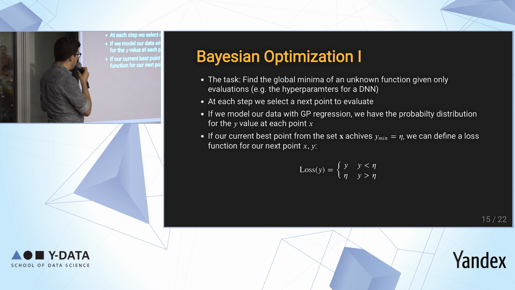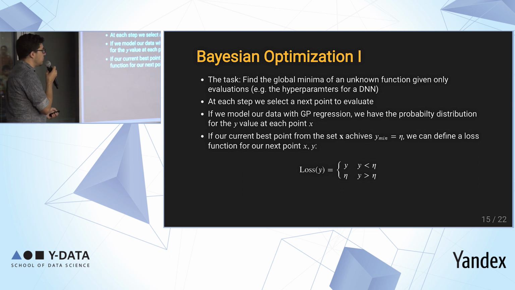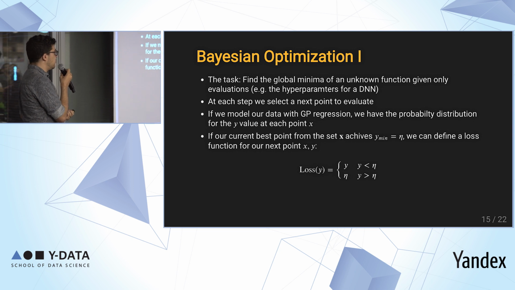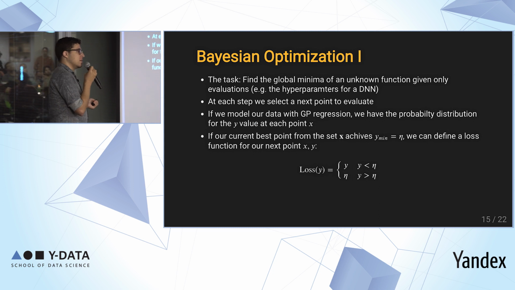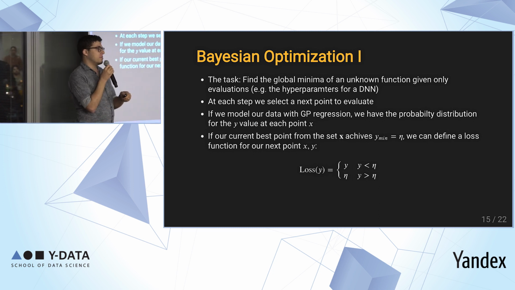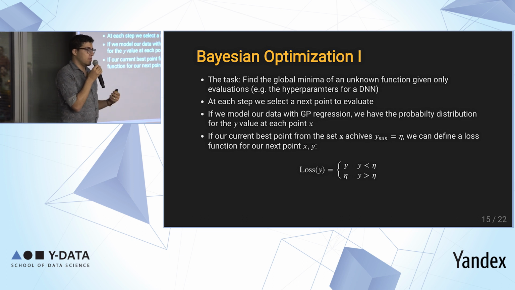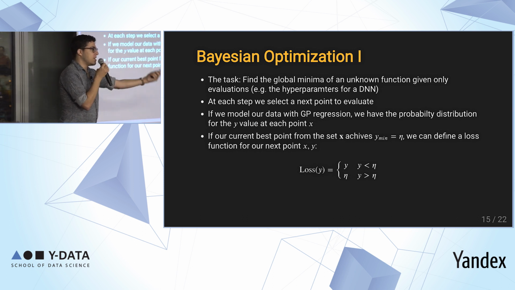And if we model our data with the Gaussian process regression, what we basically get from this is a probability distribution for the y value at every point x. So what that tells us is, say you took a bunch of hyperparameters, you trained your network, now you have a new set of hyperparameters you want to test, you can get the probability that your loss is now going to be lower or higher than it was previously.